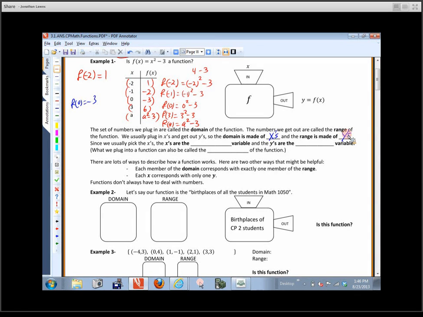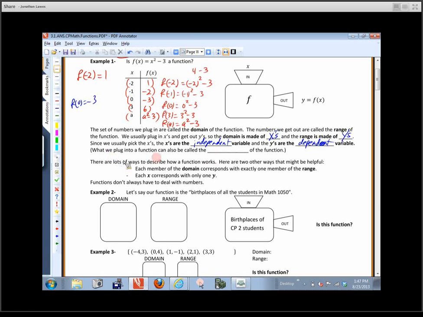And because we usually pick the x's that we're going to plug in, I mean, I made this table and I picked these numbers right here to plug in, we say x is the independent variable, because we get to choose what it is, and it determines what y is. So y depends on x, so it's the dependent variable.